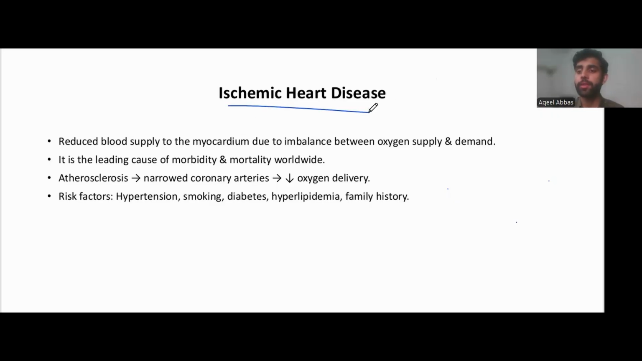Cardiac ischemia occurs when the blood supply is reduced to cardiomyocytes, and that reduction in blood supply leads to an imbalance between the supply and demand of oxygen. It is the leading cause of morbidity and mortality worldwide, and atherosclerosis is the most common etiology.